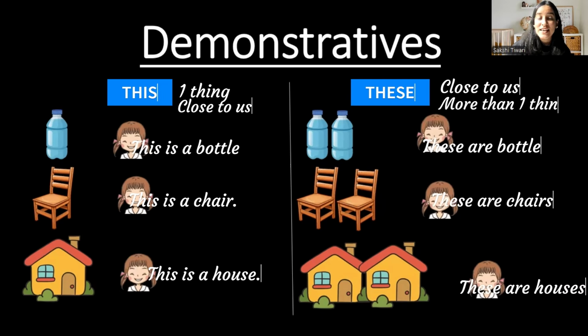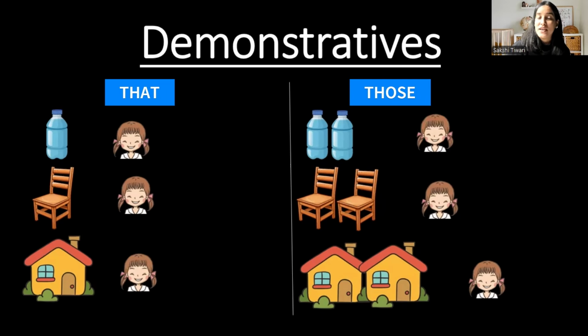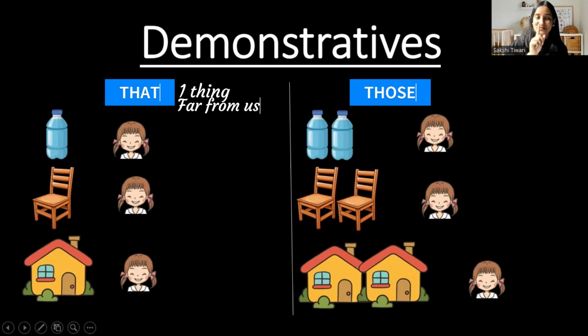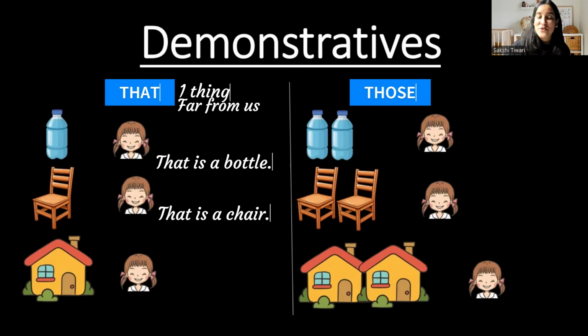Now, similarly comes that and those. This we use for something which is one and which is close to us, next to us. But that we use for something which is one in number, one in quantity, but which is not close to us, right? For example, that is a bottle. Now, I hope you're able to see the distance. There is space, there is distance, there is a gap. So that is a bottle, that is a chair, that is a house, right?